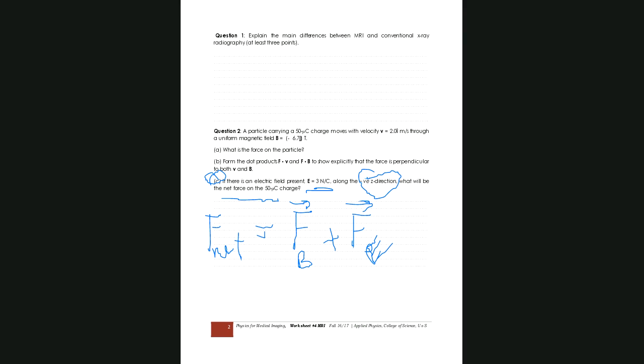He told me that the electric field is minus, because he told me it's a negative Z direction, 3 newtons per coulomb. Let me go and get again a whiteboard. So this is the 3 newtons per coulomb. Okay, so he needs F net.